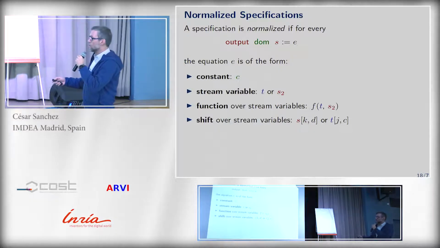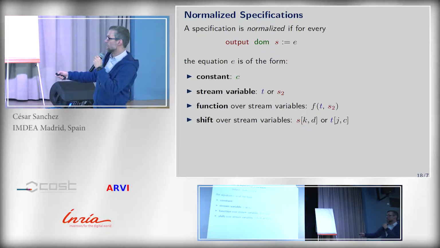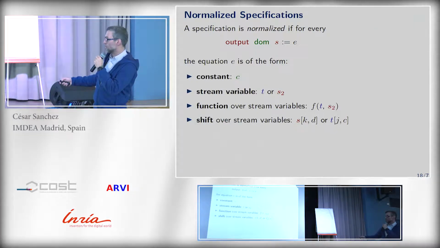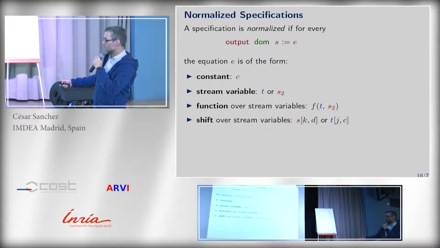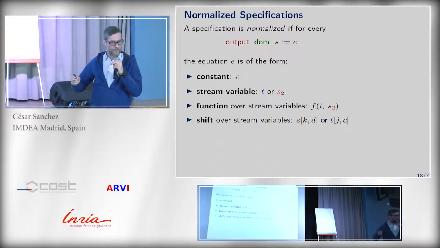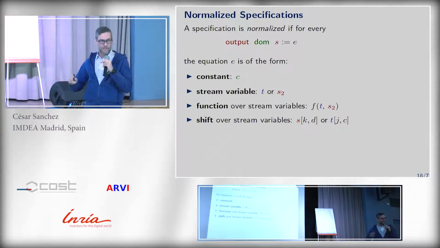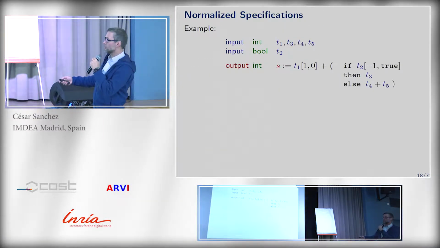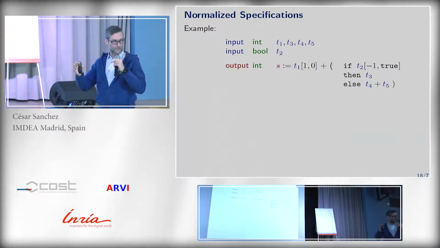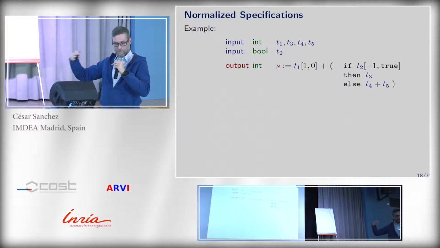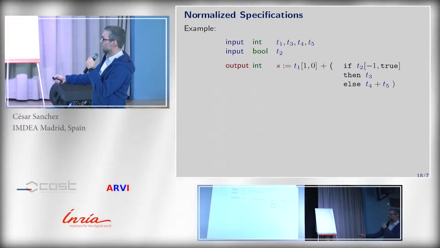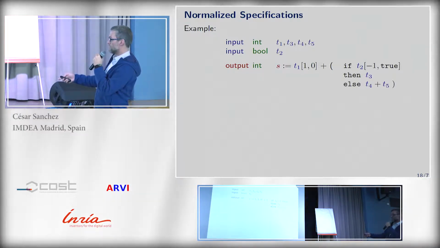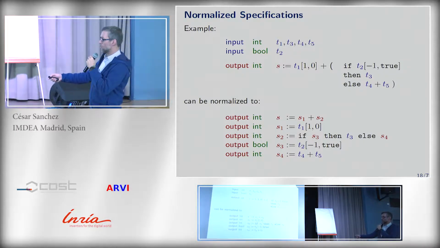Now, normalized specifications, these are useful to reason about. What you restrict is your expressions here to be only constants or variables, only function symbols over variables, and only shifts over variables. Question, is this limiting your expressivity? Simple answer, no it isn't. Why? Because you can take your specification and introduce fresh new variables for all the terms that are making your expression not flat. So here you have a plus symbol, but the left and right are not variables. So you can introduce one variable for the left-hand side, one variable for the right-hand side, and so on. And you transform this spec into a flat spec.